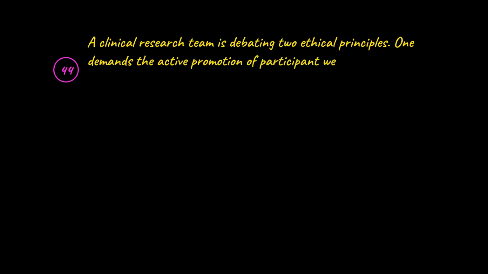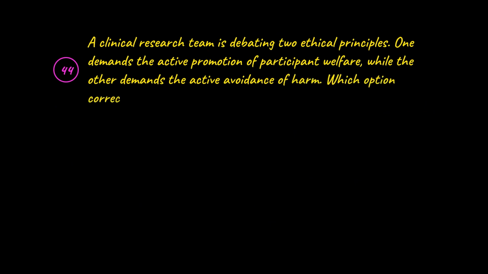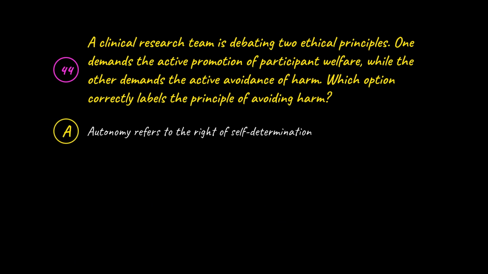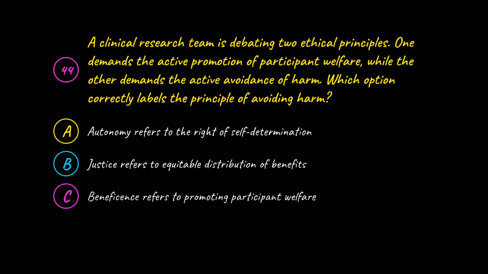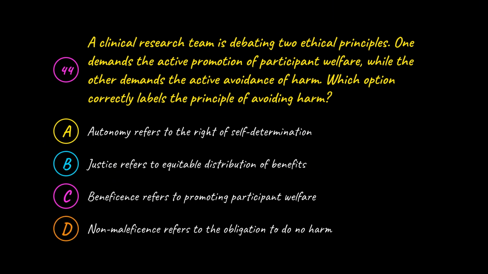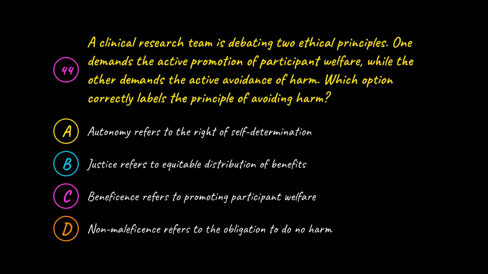Question 44. A clinical research team is debating two ethical principles. One demands the active promotion of participant welfare, while the other demands the active avoidance of harm. Which option correctly labels the principle of avoiding harm? Your options are: A. Autonomy refers to the right of self-determination. B. Justice refers to equitable distribution of benefits. C. Beneficence refers to promoting participant welfare. D. Non-maleficence refers to the obligation to do no harm. What's your answer? Commit to one before I continue.